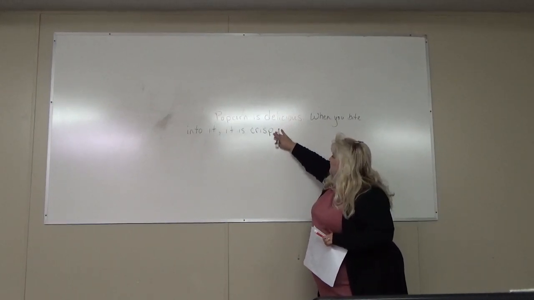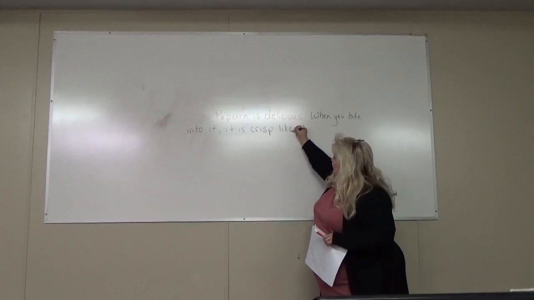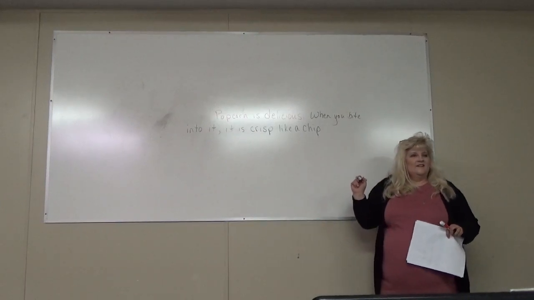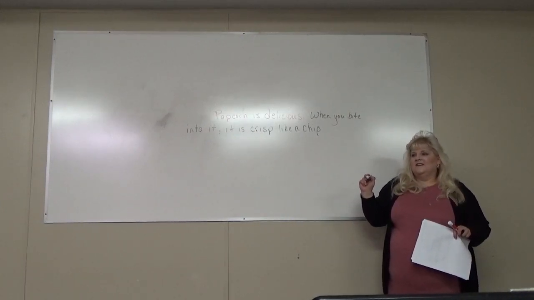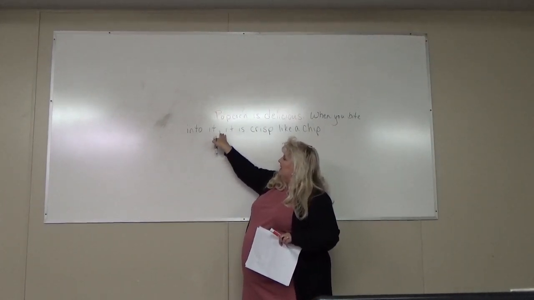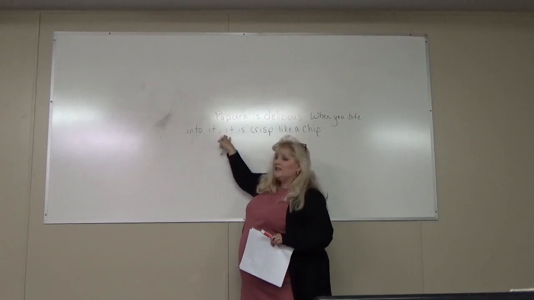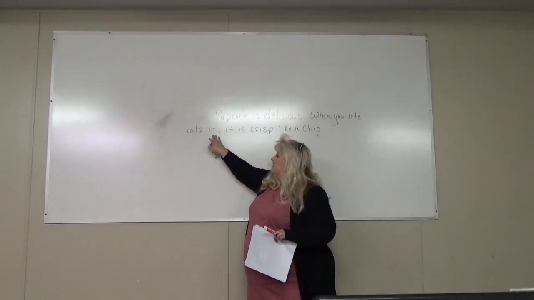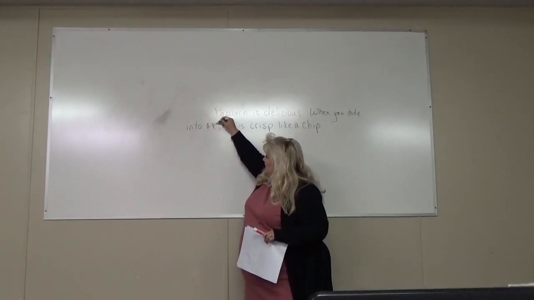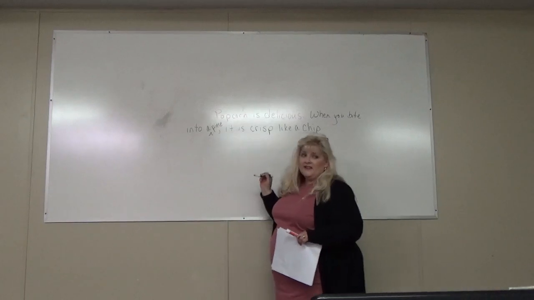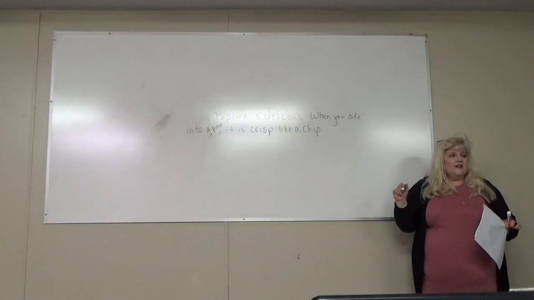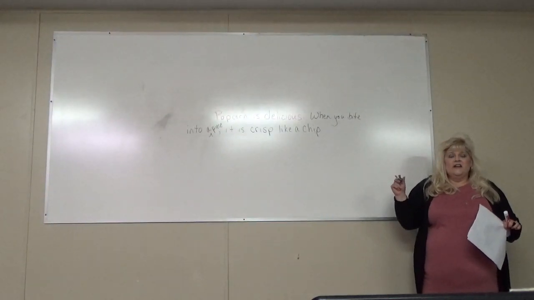When you bite into it, it's crisp like a chip. Do we want to add that? Okay, I'm telling you right now, this is probably not a good idea. We've got to change one of these words, okay? So when you bite into a piece of popcorn, maybe like that, it is crisp like a chip. All right, you can give me another sentence regarding the senses.